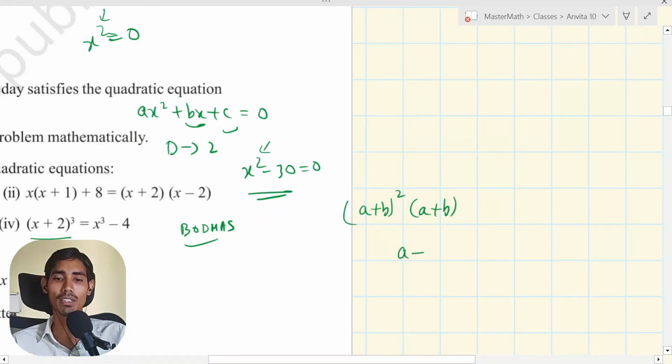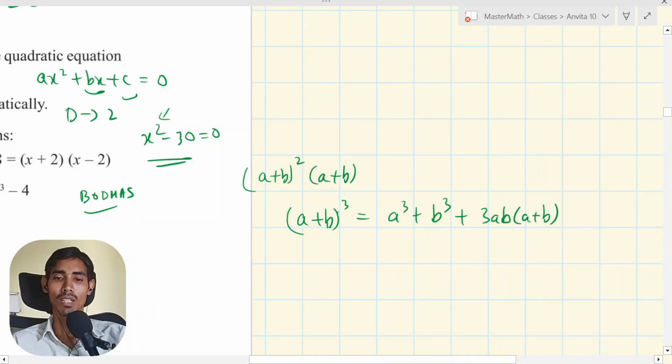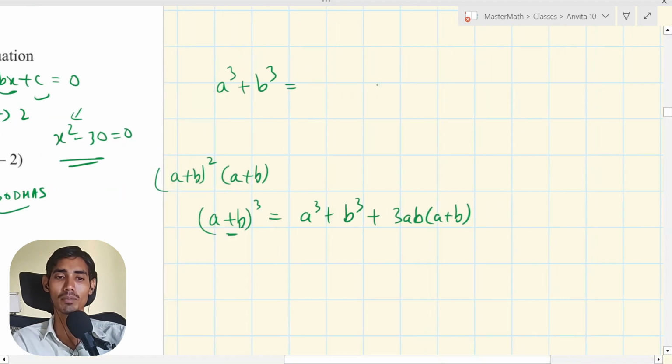For now, I'm telling you the identity. Yes, sir, I will note it down. (a plus b) whole cube is a cube plus b cube plus 3ab (a plus b). And there's another cubic identity, (a minus b) whole cube, a cube minus b cube minus 3ab (a minus b).